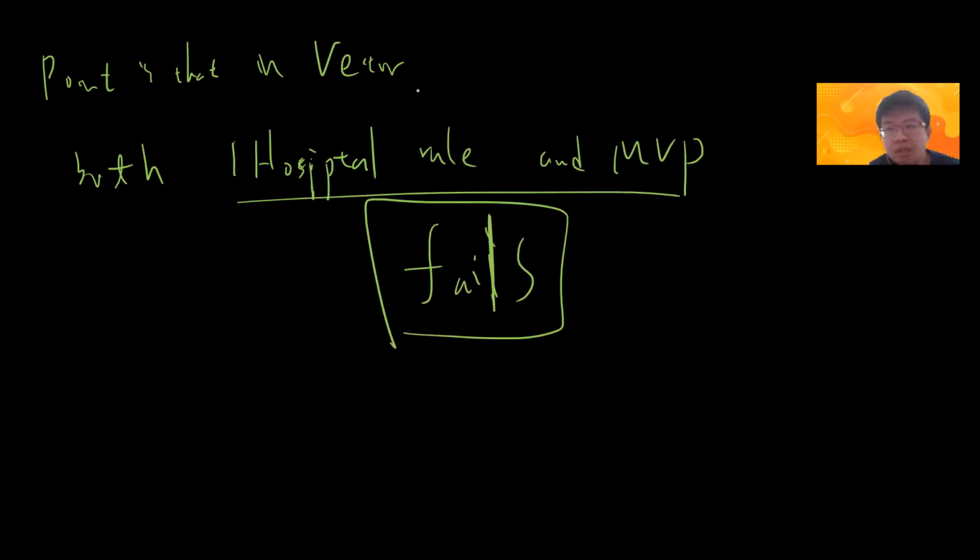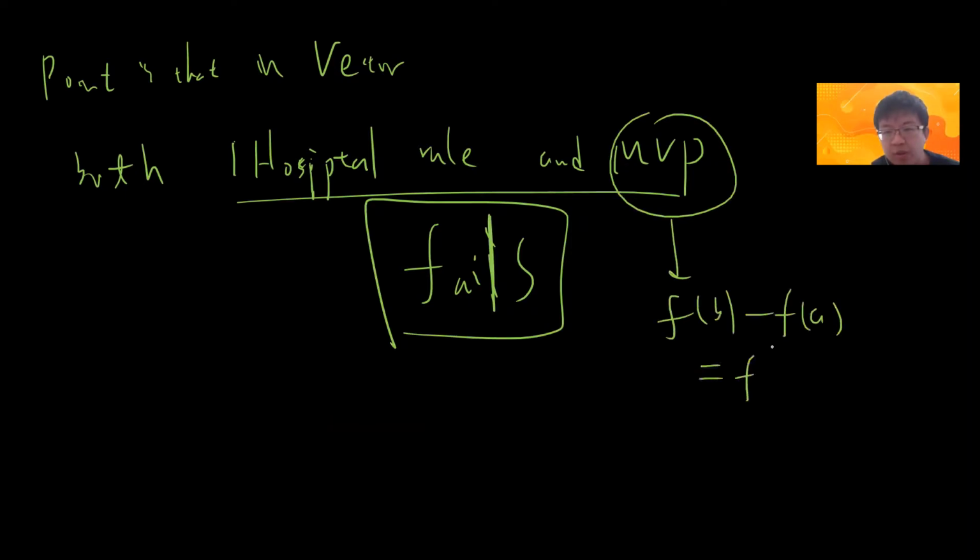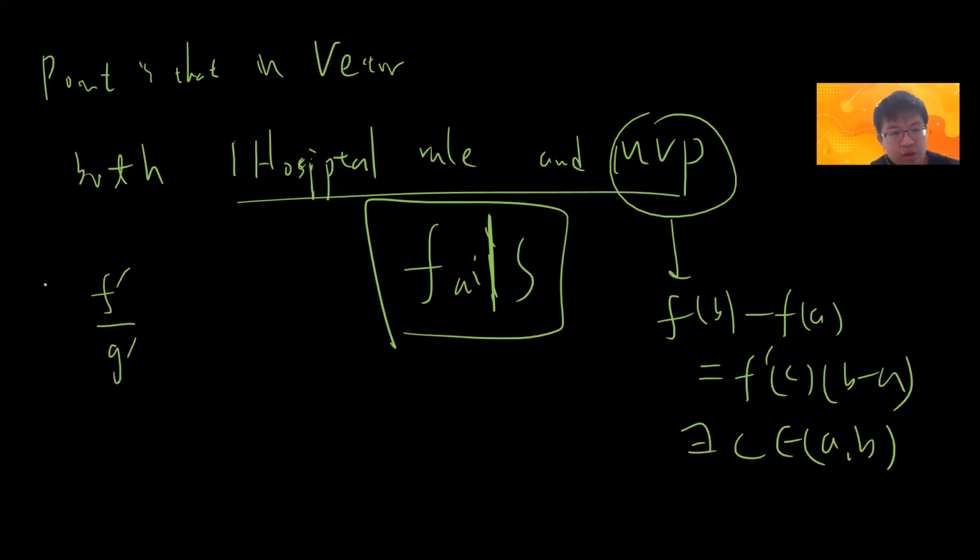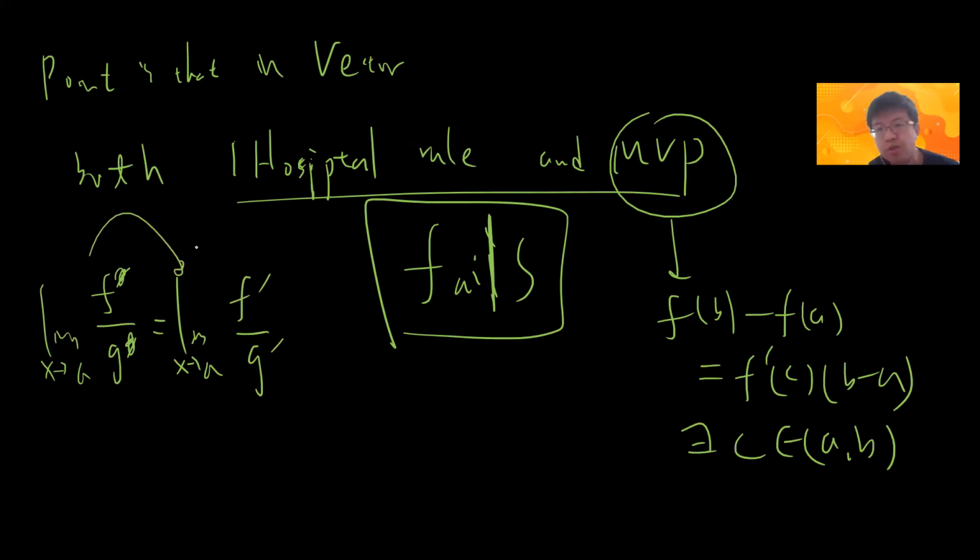Remember the mean value theorem is basically f(b) minus f(a) equals f prime of c times (b minus a), where there exists a c in (a, b). One baby version of L'Hopital's rule is that if these two both go to zero, then you just compute this ratio, and if g prime is non-zero, then the limit equals the ratio of the derivatives. But in the vector-valued case, both of these will fail.